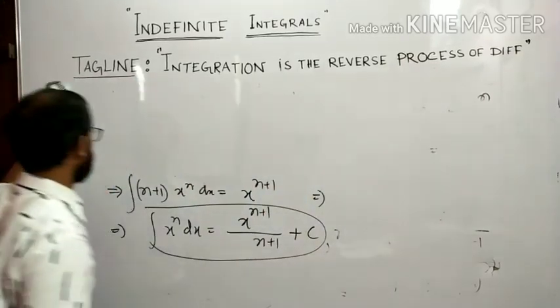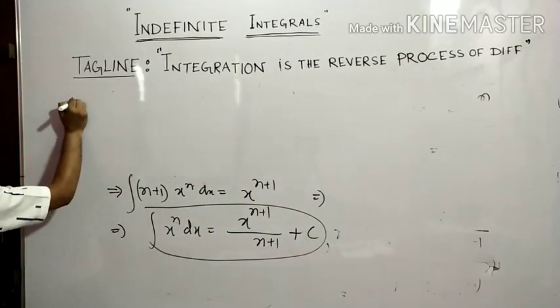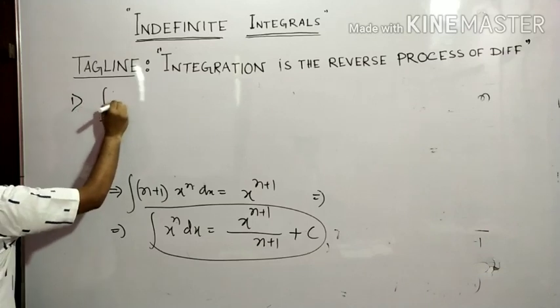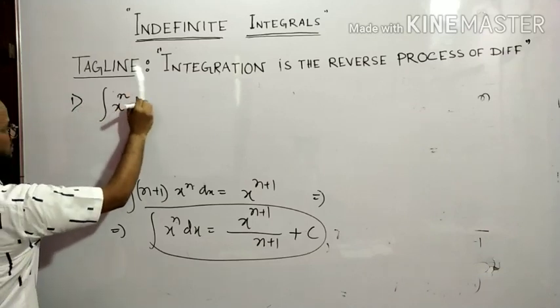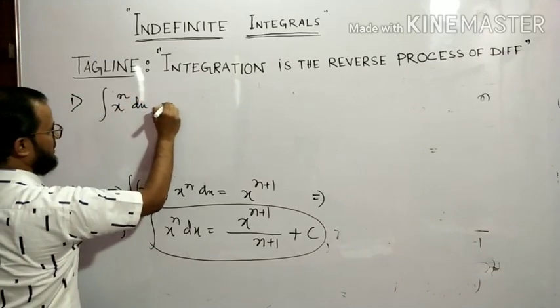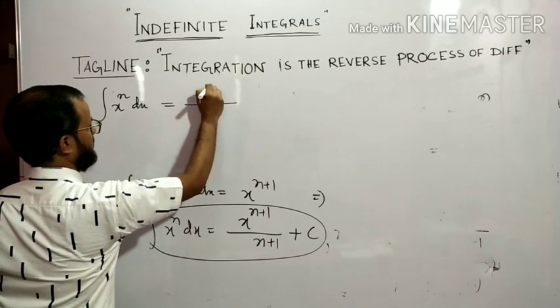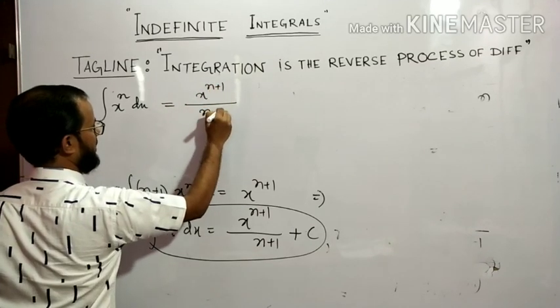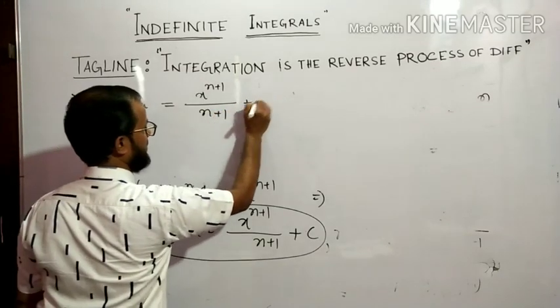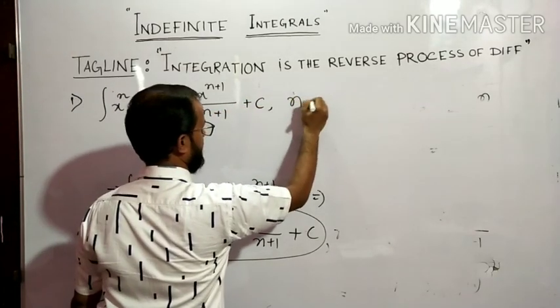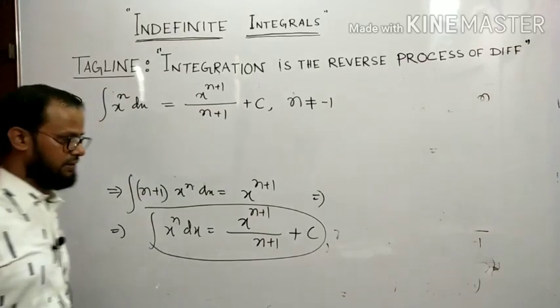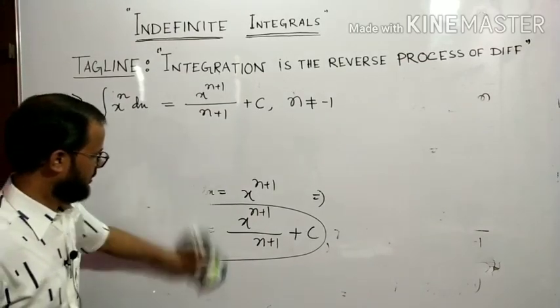First one is what, I am just seriously going to write. Number 1, integration of x to the power n dx is equal to x to the power n plus 1 divided by n plus 1 plus c, where n is not equal to what, -1.